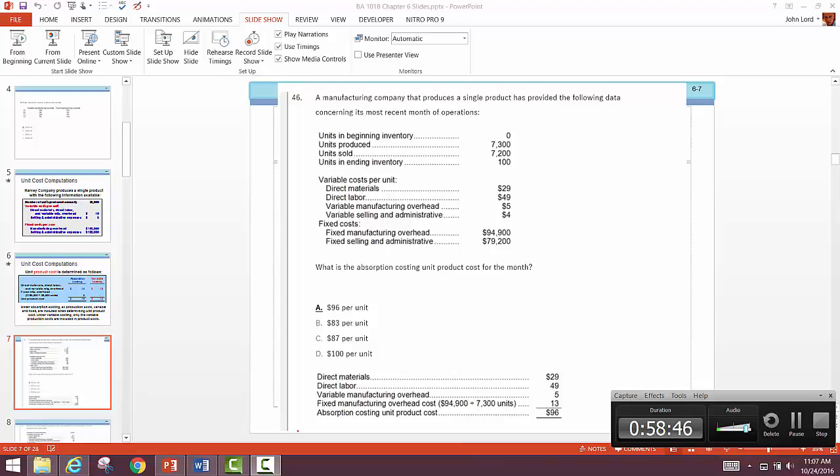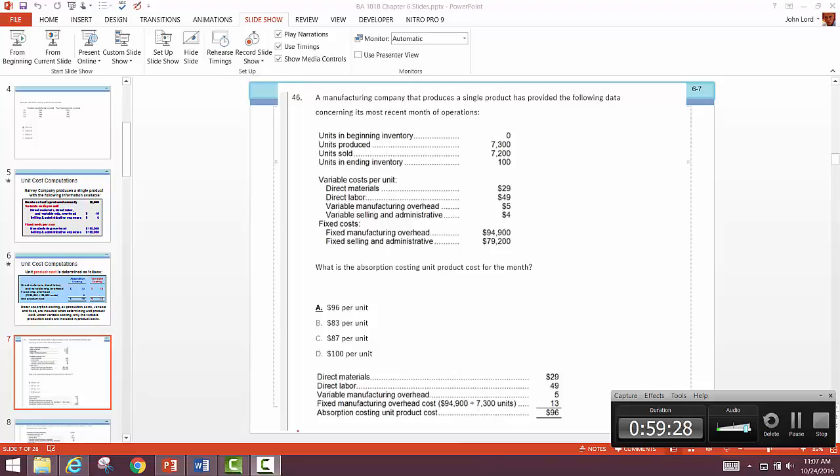under, say, what's that over there? Variables. I'll give you the operating income under variable costing, and then the problem will tell you that the fixed manufacturing overhead per unit is $13. And then the problem will tell you that inventory increased by 100 units.